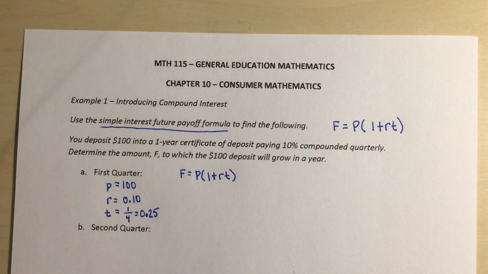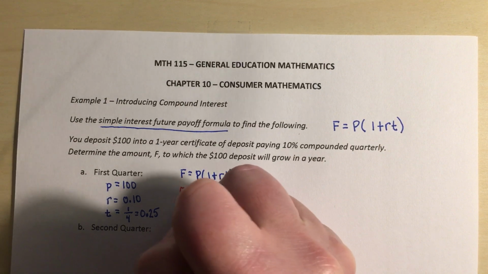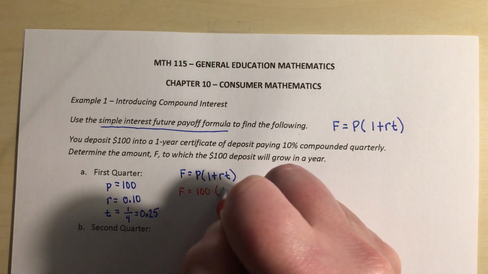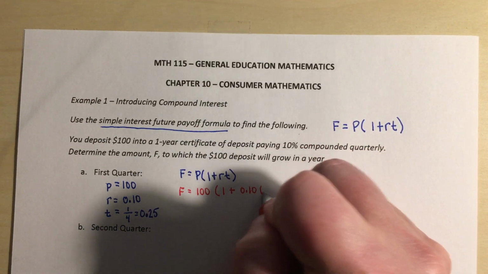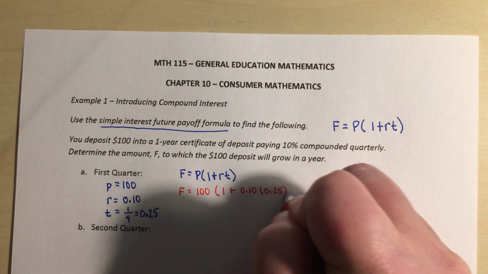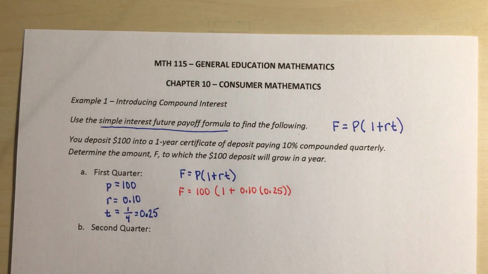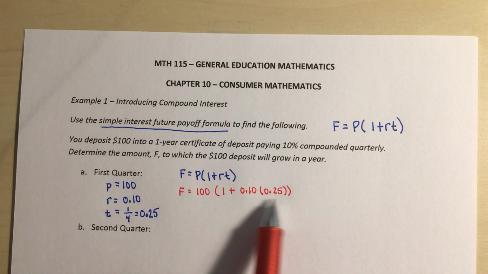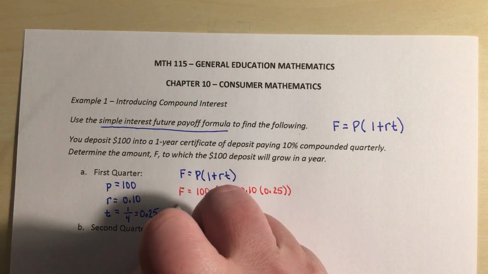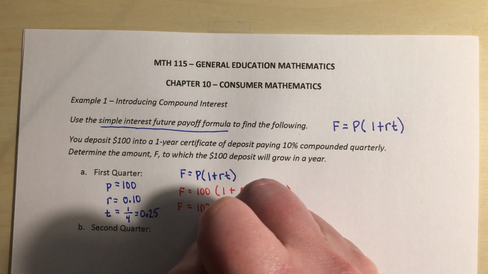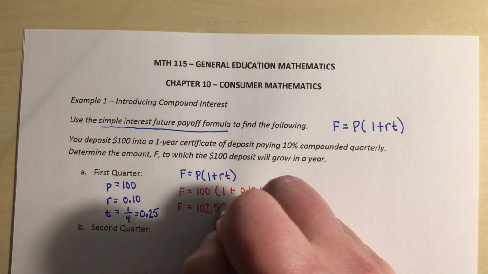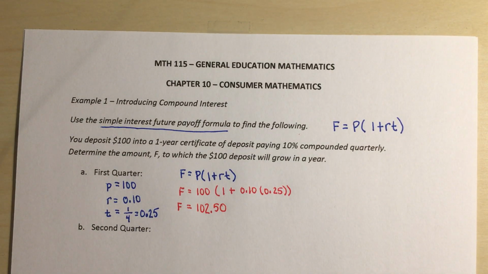All right, so now we're going to plug this into our formula. F equals 100 times 1 plus 0.10 times 0.25. Right, we're going to plug this into a calculator. Again, we can plug it in using parentheses, or if we're doing it step by step, multiply, then add, and then multiply, working inside out. We get F is 102.50. Right, so after the first quarter, instead of having $100, it has now grown to 102.50.